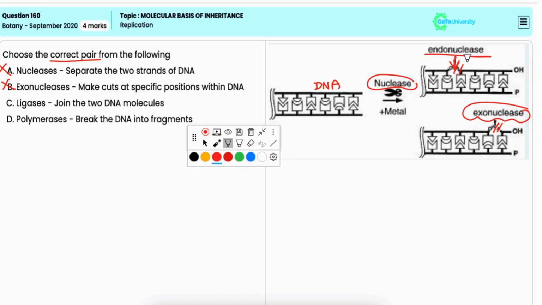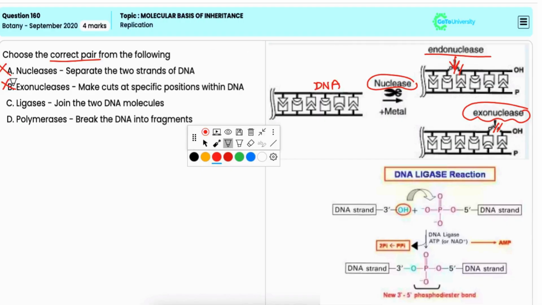Option C, ligases join the two DNA molecules. Now, DNA ligases are enzymes that join two DNA fragments by forming phosphodiester bonds between them, and this enzyme is very important for DNA repair as well as replication. DNA ligase joins DNA fragments by catalyzing the formation of phosphodiester bonds between the 3' hydroxyl and 5' phosphate groups. Hence, this is the correct option.